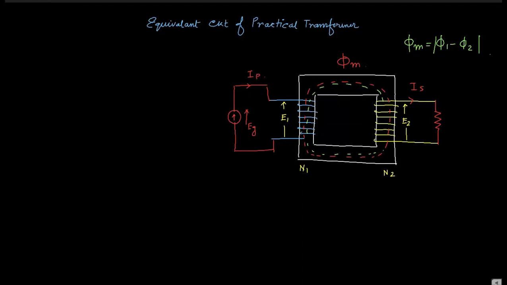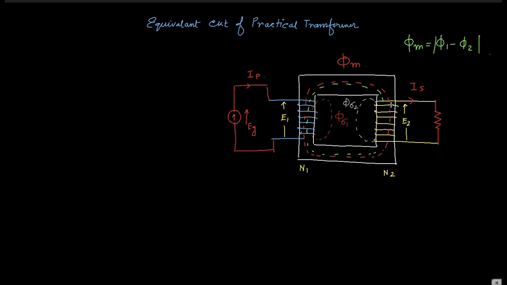You know everyone, but there is another flux which is the leakage flux, which flows through the air. Here is the leakage flux. We can call it phi sigma 1, which is not linked with the secondary side coil, which is a lossy component, and like that there is also a secondary side leakage flux that flows in the air, that is called phi sigma 2.